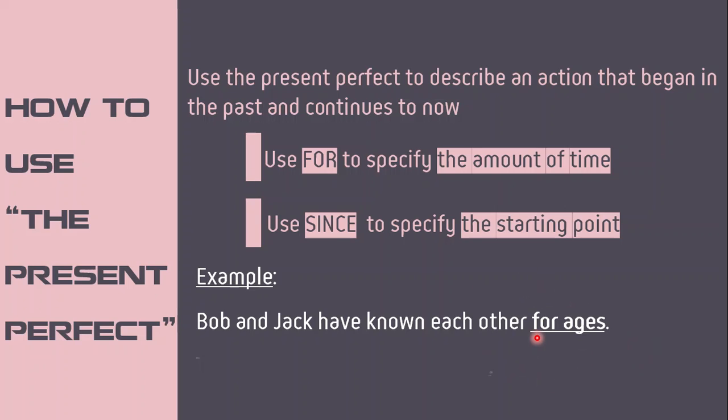The second sentence. They have lived there since 2011. So this one means they moved there in 2011 and they continue to live there until now. And 2011 is the point of time, so we use since here, but not for.